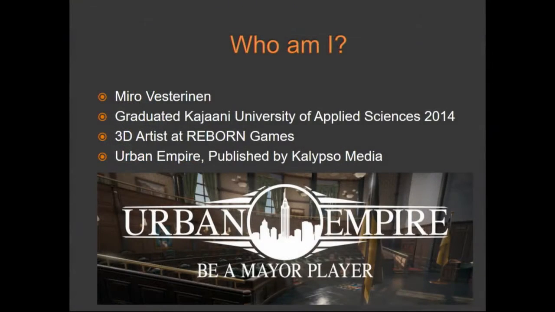But before I start, let me tell a bit about myself. My name is Miro Vesterinen, and I'm a graduate from Kajaani University of Applied Sciences, and I also did part of my studies at Deakin University in the UK. I'm currently a 3D artist at Reborn Games, and for the past year and a half or so, I've been working on Urban Empire, which is a political city management game that's published by Calypso Media. But that's really all about me, so let's get to the actual presentation.